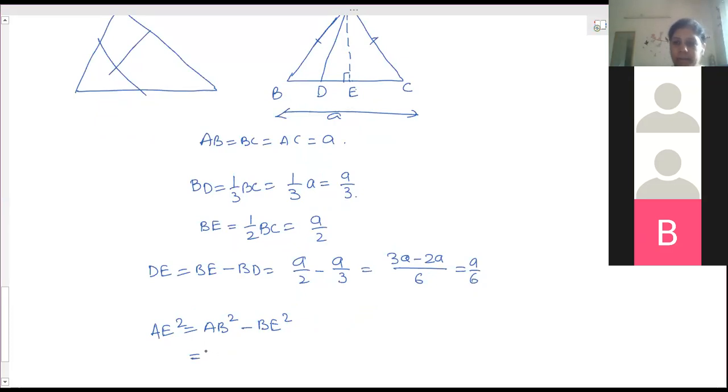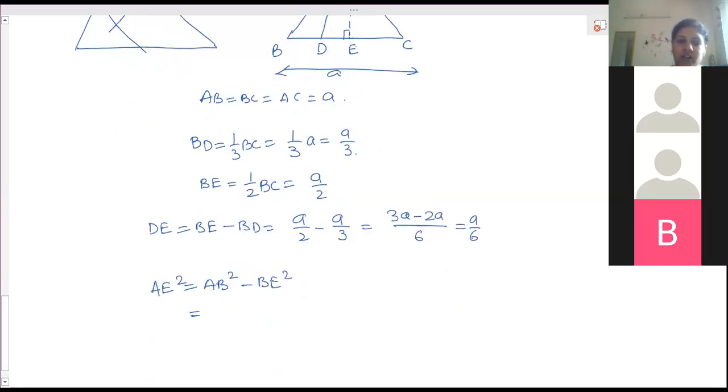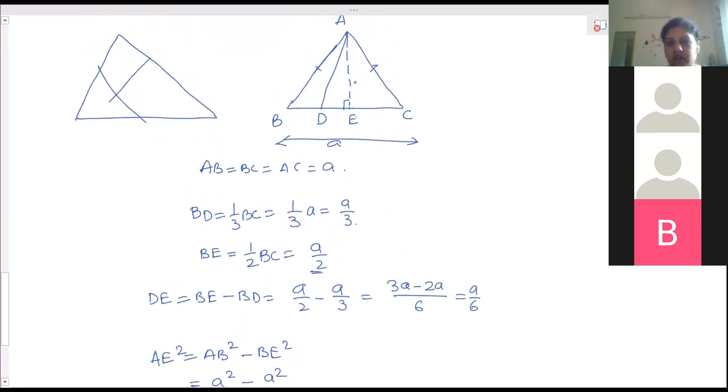Yes, Amrita? Ma'am, can we use the Pythagoras theorem for triangle ABE? AE square is equal to AB square minus BE square. Yes, ma'am. Substitute the value. AB is the side of the triangle, A square. BE you already got as A by 2, so its square is A square by 4. So we'll get 3A square by 4 as the value of AE square. Is this right? Yes, ma'am. Then use triangle ADE. We got AE square as 3A square by 4.